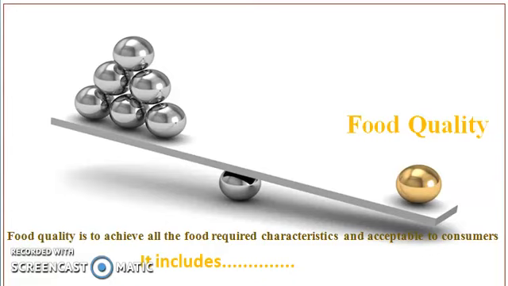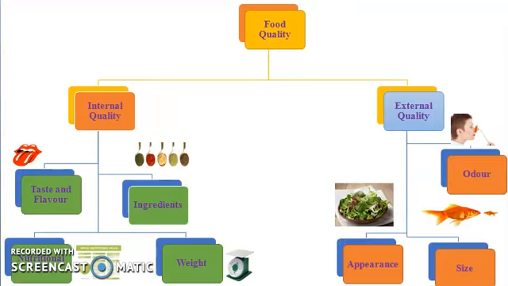Now, let's talk about food quality. Food quality is to achieve all the required food characteristics and be acceptable to consumers. From this definition, it's quite clear that food quality is the property of food itself. Food quality includes various quality attributes, and those quality attributes have been categorized under 2 categories: internal quality attributes and external quality attributes. Internal quality attributes include taste and flavor. A good taste and flavor of any food depicts its good food quality.